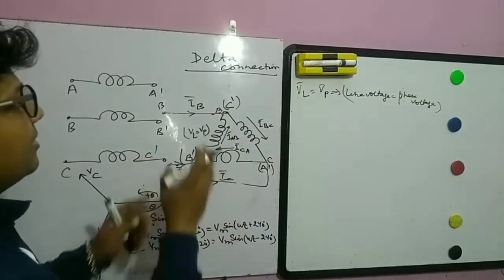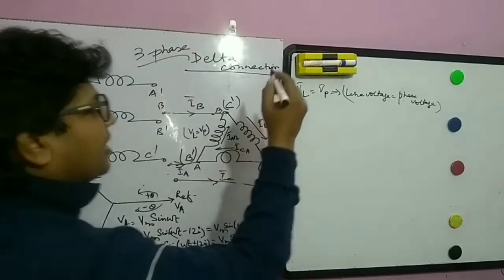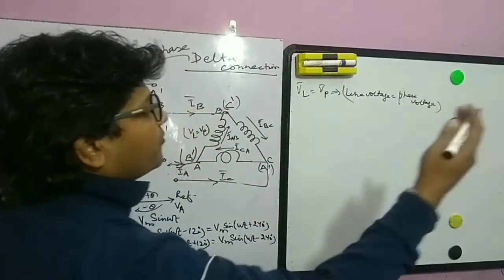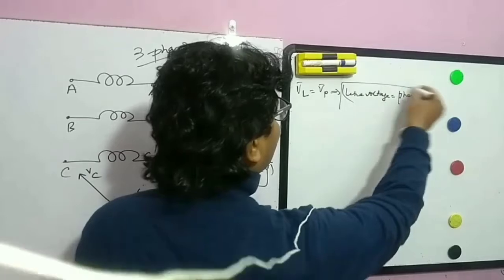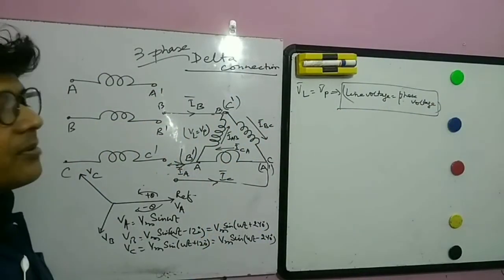Delta में हमारा, this is a 3 phase connection, 3 phase delta connection. यहाँ पर हमारे को line voltage और phase voltage equal मिलेगा. This we have to keep in mind. This is our first equation. Now we have to talk about this.